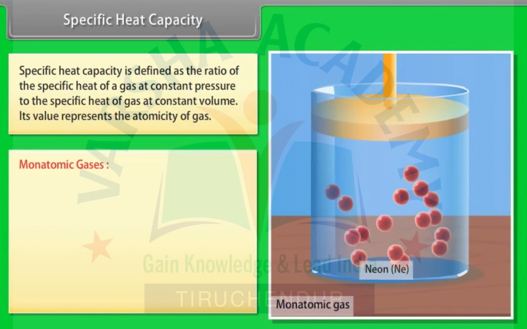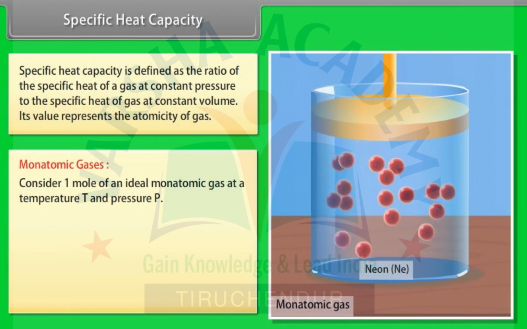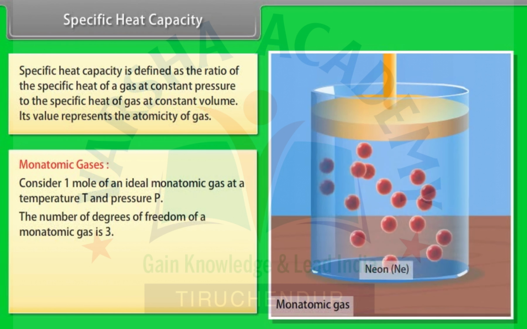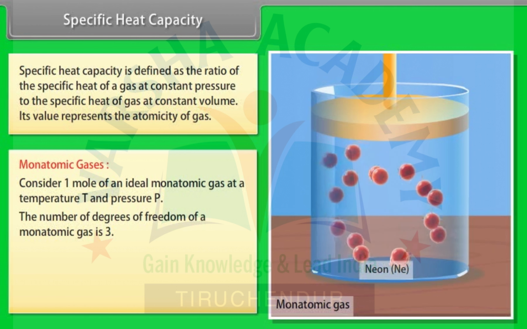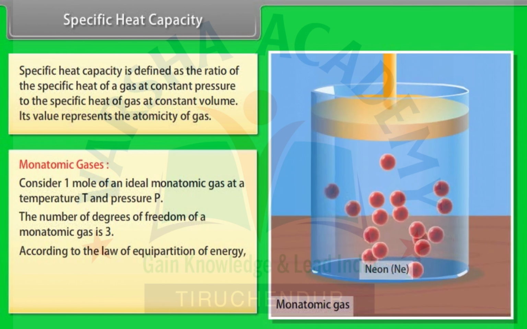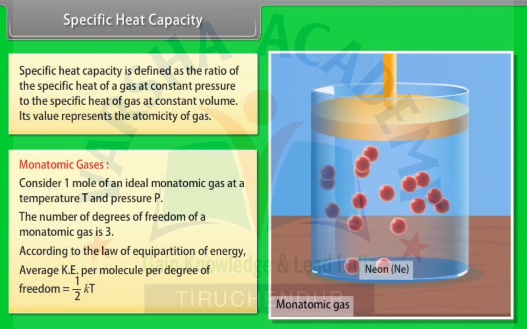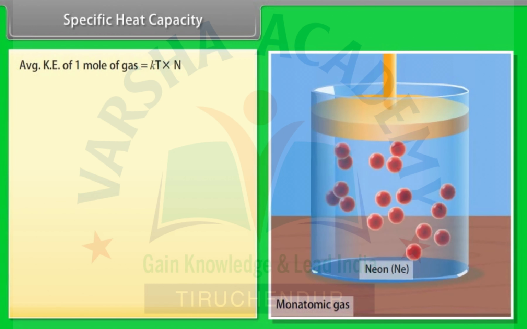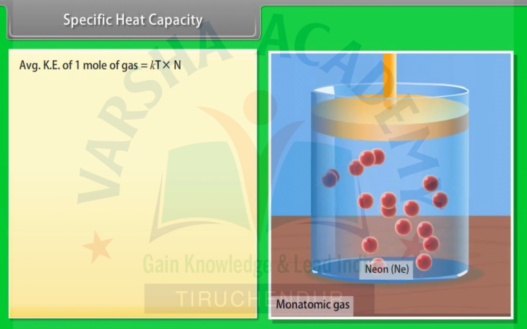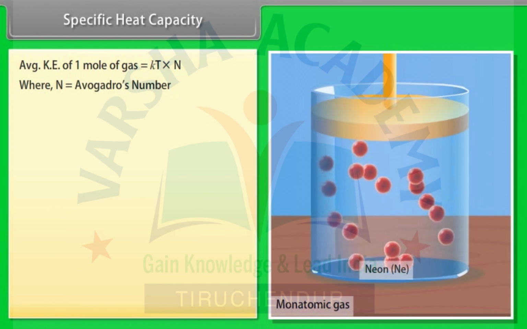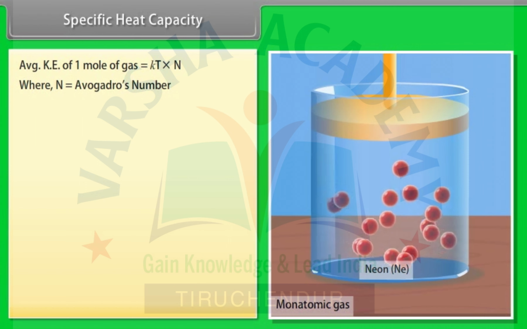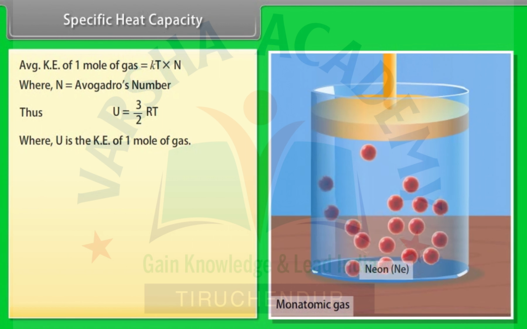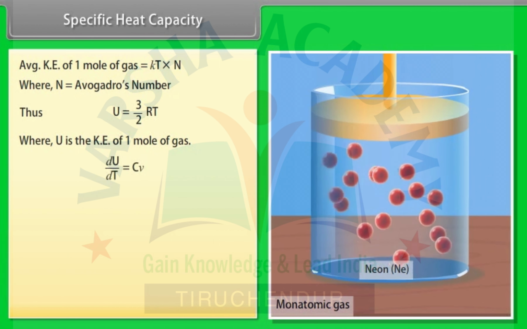Monoatomic gases. Consider 1 mole of an ideal monoatomic gas at a temperature T and pressure P. The number of degrees of freedom of a monoatomic gas is 3. According to the law of equipartition of energy, average kinetic energy per molecule per degree of freedom is equal to half kT. Average kinetic energy of 1 mole of gas is equal to kT into N, where N is equal to Avogadro's number. Thus, U is equal to 3 by 2 RT, where U is the kinetic energy of 1 mole of gas. dU by dT is equal to Cv.